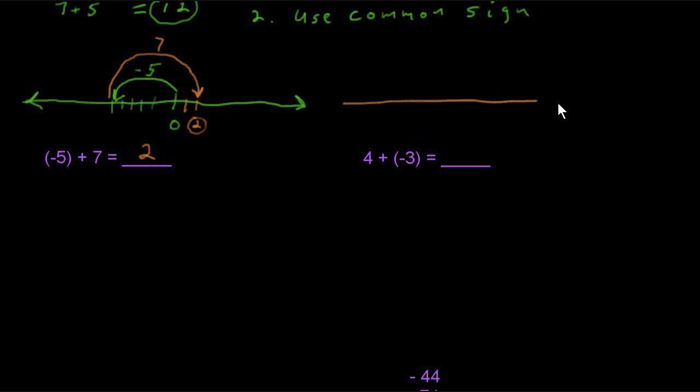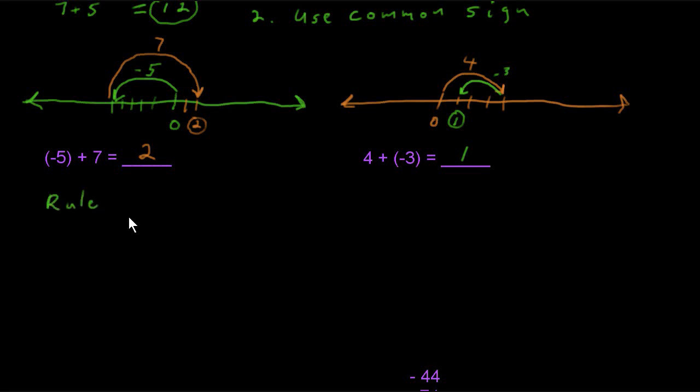Let's use the number line again for our second problem down here, where we have a positive 4. Positive 4 means start at 0, go to the right 4 units, and then it says add to that a negative 3. Negative 3 means go to the left. So from where we left off, we go 3 units to the left. And what is our final result? What's the sum? There we are at positive 1. So 4 plus negative 3 is positive 1.